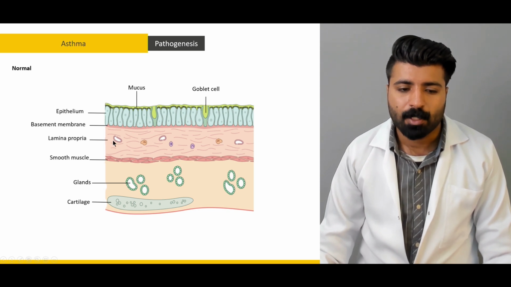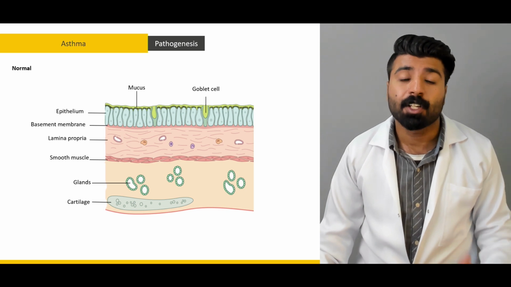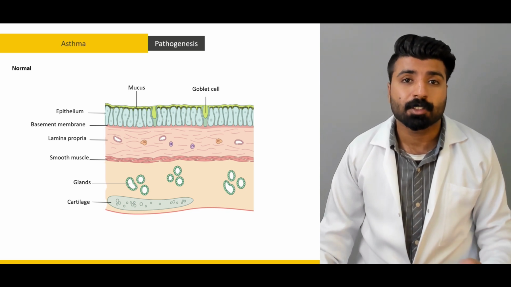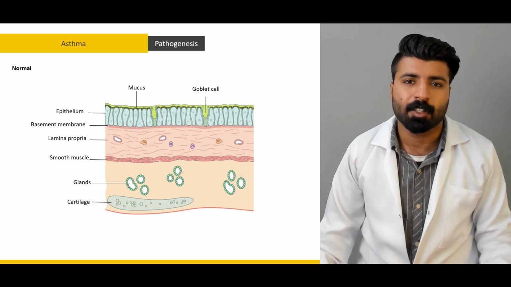This is the lamina propria. It's responsible for providing all of the structures with the blood supply. Then comes the glands and cartilages. So in asthma, you can see increased mucus production is happening here. So this will lead to an asthmatic attack, and as it's increasing the mucus amount inside the respiratory tract, it's difficult to inspire, it's difficult to expire.